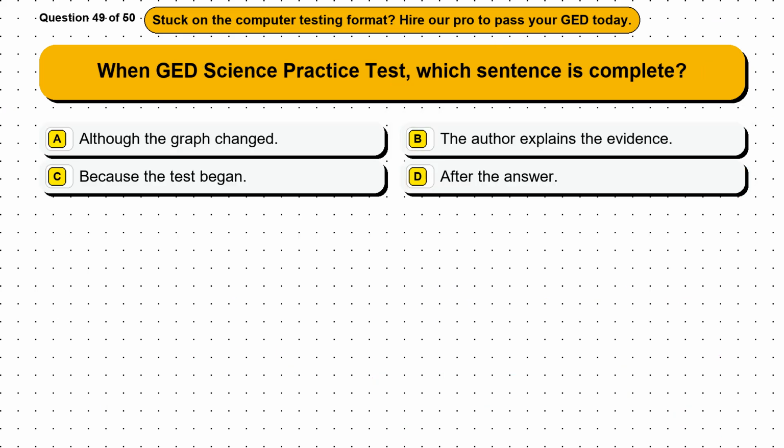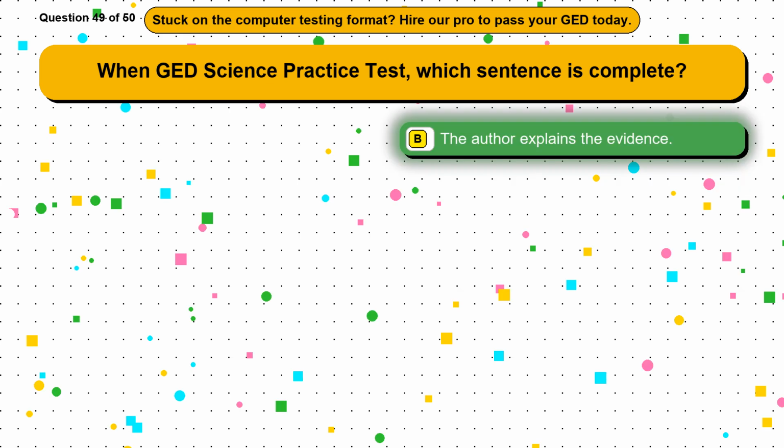Question 49. When GED Science Practice Test, which sentence is complete? Option A, Although the graph changed. Option B, The author explains the evidence. Option C, Because the test began. Option D, After the answer. The correct answer is option B.